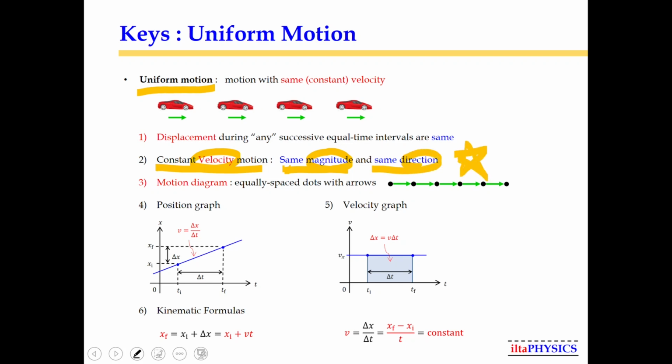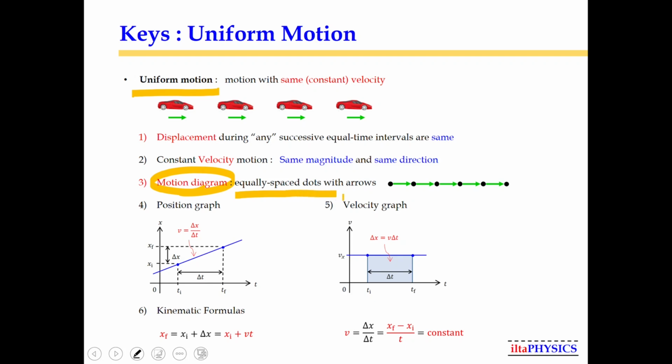In other words, velocity is a vector quantity, so having the same velocity means both the direction and the magnitude are identical. Third is the visual representation of uniform motion. A motion diagram for uniform motion can be shown as dots marked at equal intervals, with velocity vectors that have the same magnitude and direction. Now, let's express uniform motion in a more physics-oriented way.